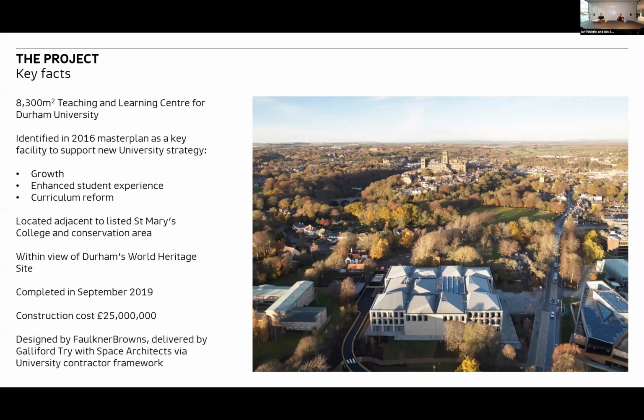The construction cost was in the order of £25 million, and we designed the building up to RIBA stage 3. The university appointed Galliford Try as main contractors through their framework, and they brought in their own design team, and we stayed on the university side and really worked in parallel with Space, who were Galliford's architects, to really refine and develop the detail.